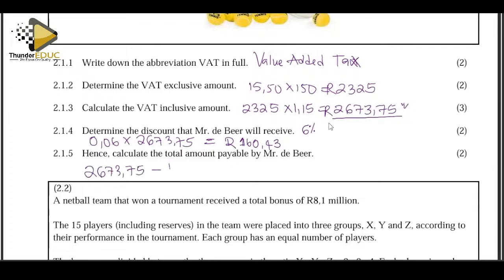So he's given a discount of 160 rands. Come on, that much. So how much will he receive, or how much will he pay? We need to subtract those two, and you will get your answer as 2,512 rands 33 cents. Okay, we go to question number 2.2.